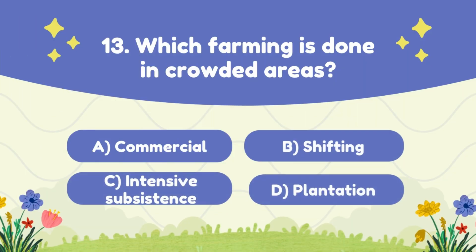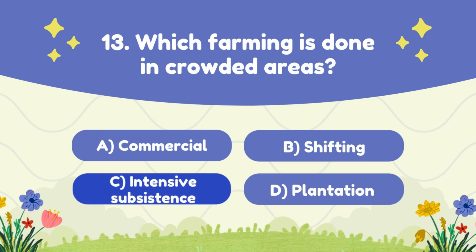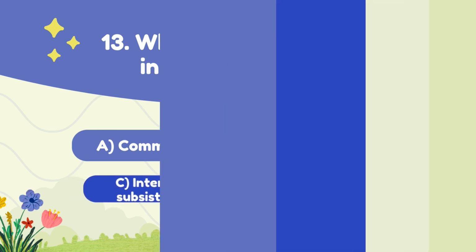Which farming is done in crowded areas? A. Commercial. B. Shifting. C. Intensive subsistence. D. Plantation. The answer is intensive subsistence agriculture. It's labor-intensive and practiced in developing countries.